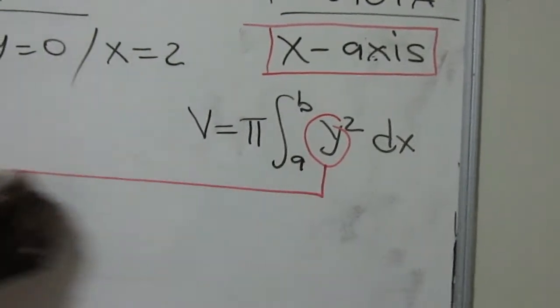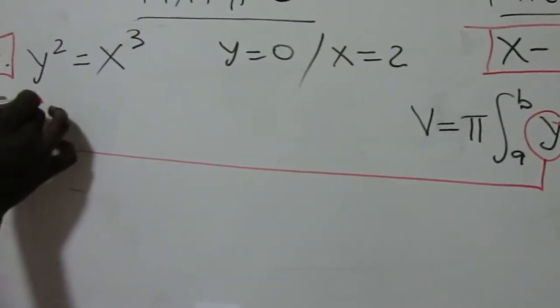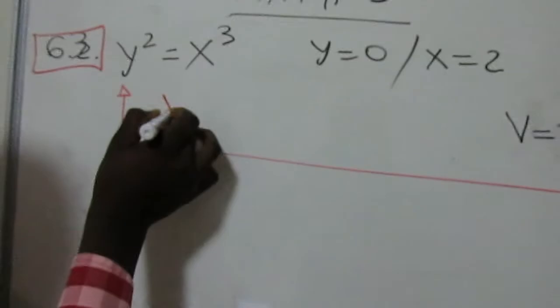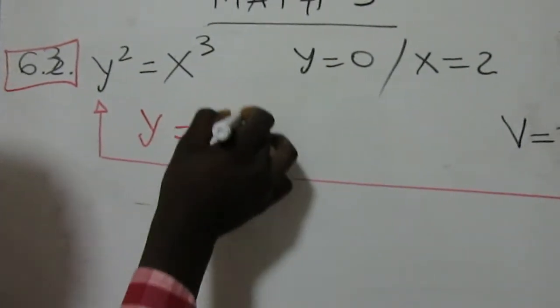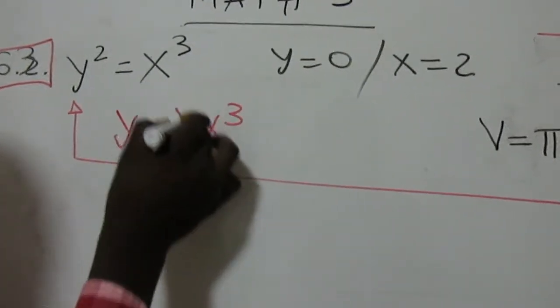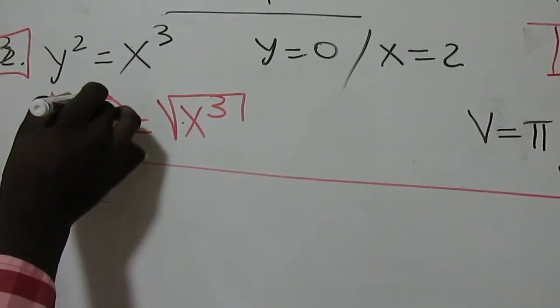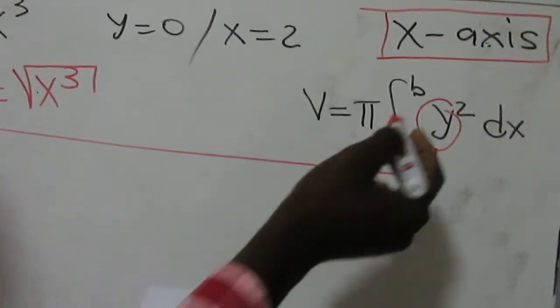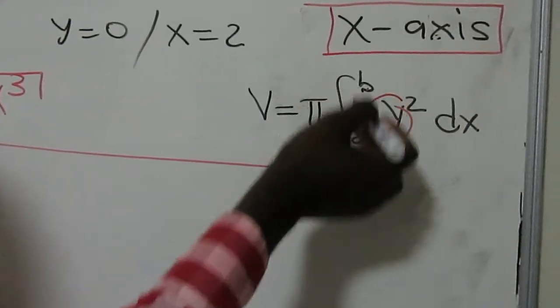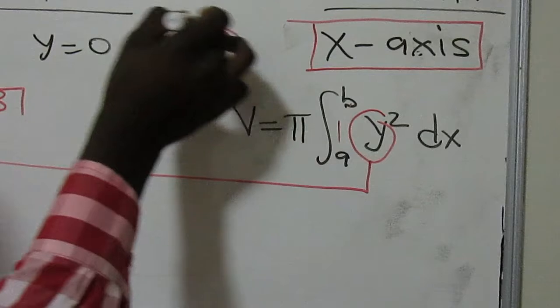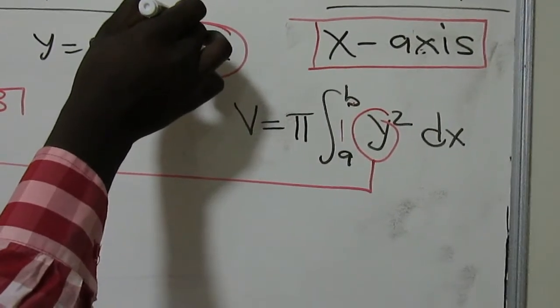So you come here, you can see this is y squared. So our y will be given by the square root of x cubed. So this will be our y function. Now, what will be our x limit? We already have the first limit. We need to determine the second limit.